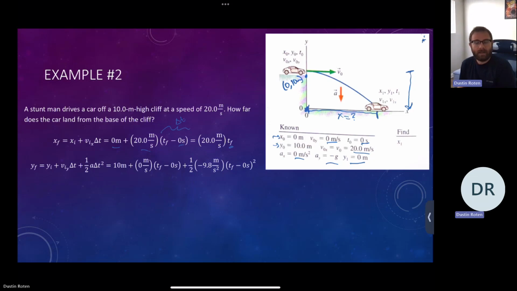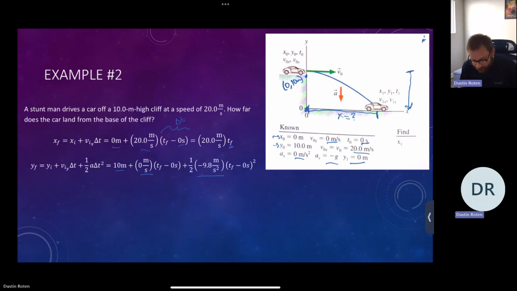Here we have all three components sort of at play. We have a position component, a velocity component, and an acceleration component in the vertical. So we have our initial 10-meter height from the cliff. We also have our initial velocity. Remember, it's 0, so it's going to make this term go away. And then we also have our initial time and our acceleration due to gravity.